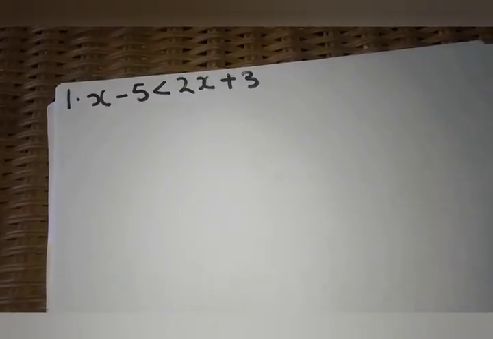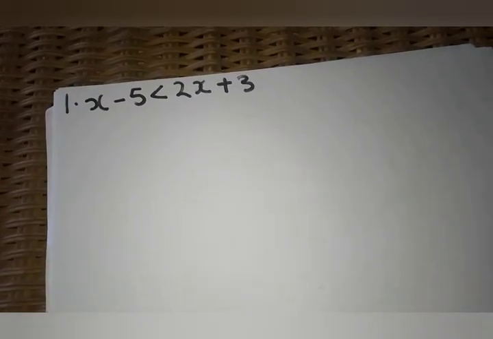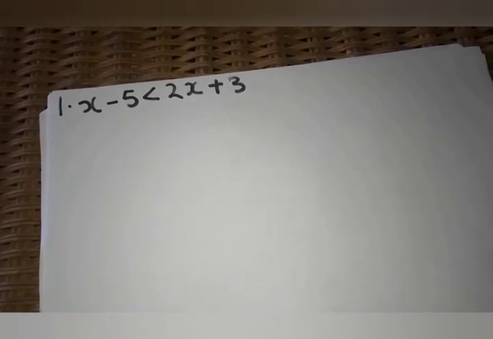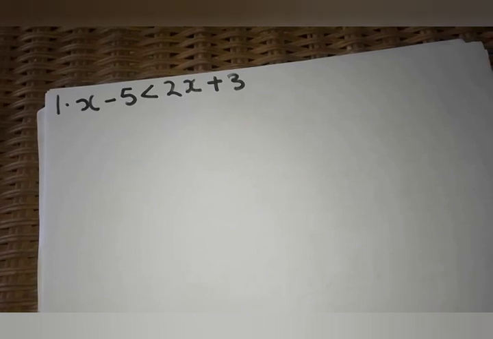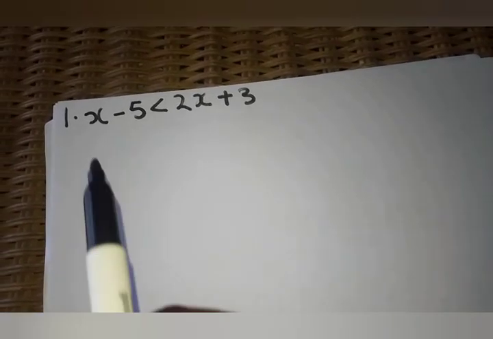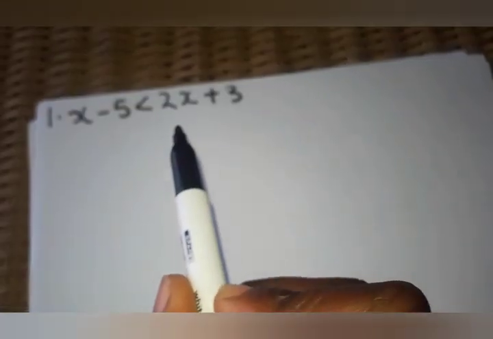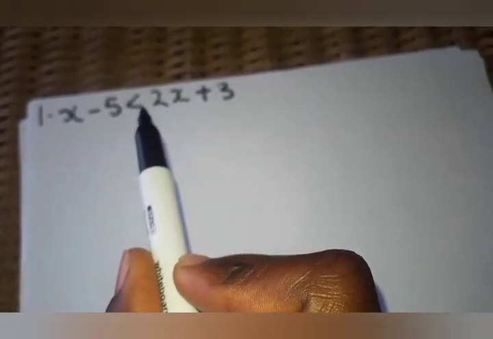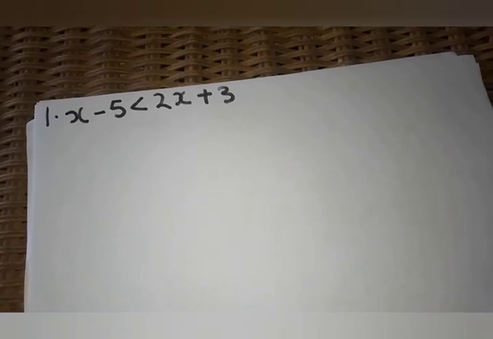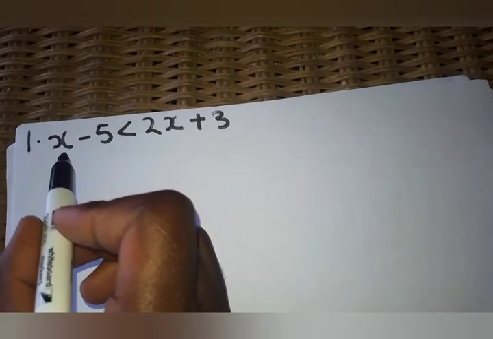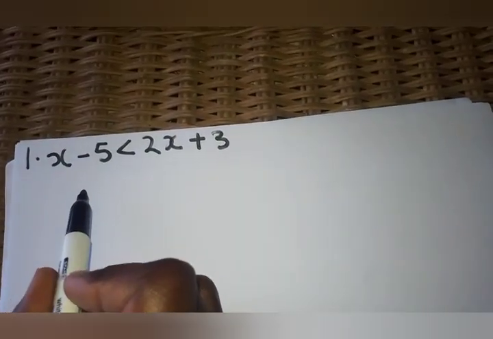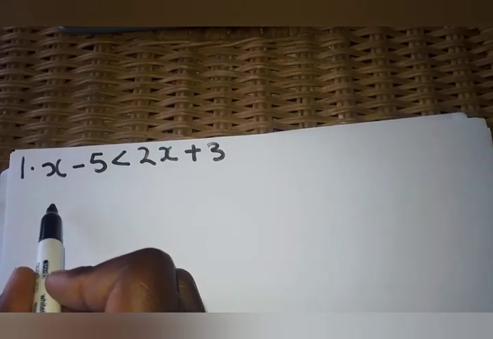All right, here's our first example. x minus 5 less than 2x plus 3. You see now we are not dealing with an equal sign. We deal with that symbol. It means what? Less than. So what we need to do here is group the like terms. x needs to be with x and 3 needs to be with 5. So this is how we are doing it. Let us group our like terms.